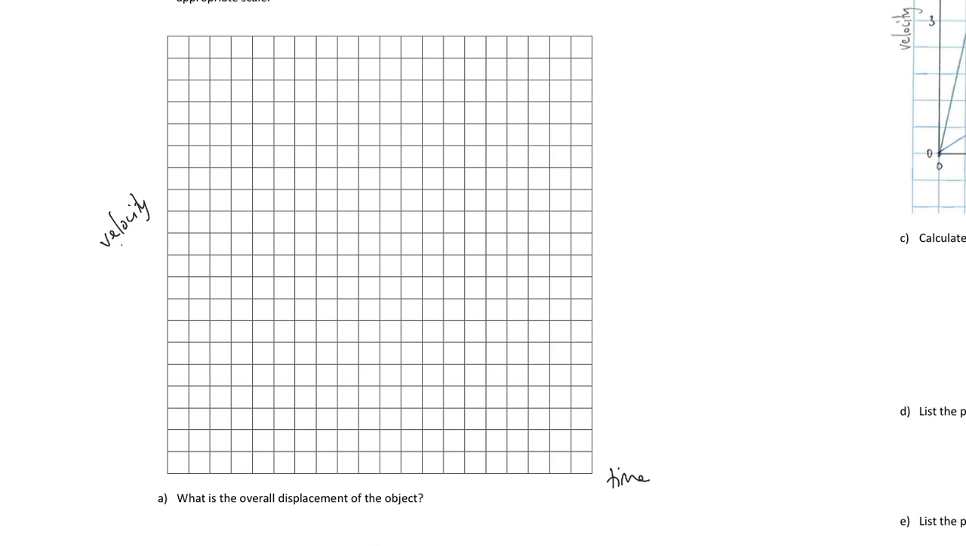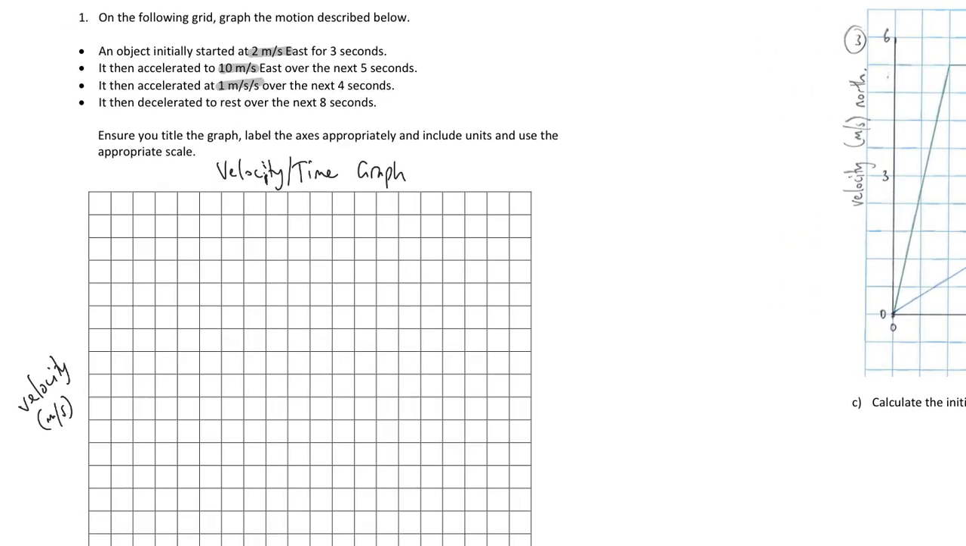The units for these is going to be meters per second because that's what we saw in the information. And the time is going to be in seconds, right? We're going to put a title on here, velocity time graph, right?